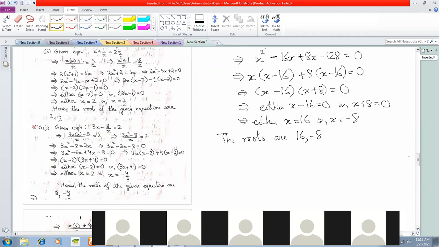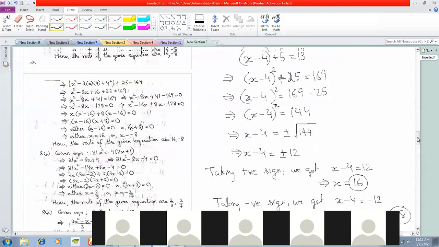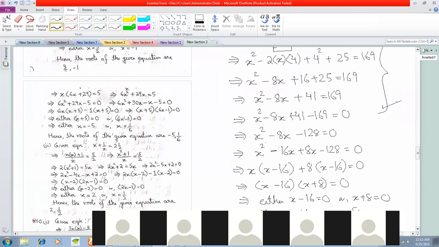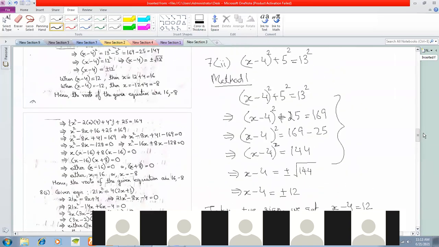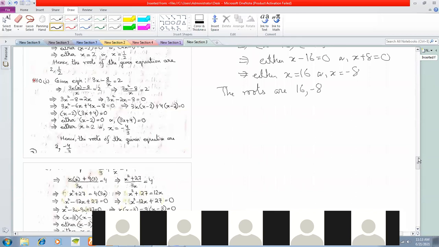So I've shown you two methods here. The second method that I've shown you is the quadratic method, and the first method is the direct method. Okay, you can do any of the two. But better, I'll prefer method 2 because we are discussing quadratic equations. Method 2 should be better. Okay, so that's about 7.2. The next problem that I'm going to discuss is 10.1.